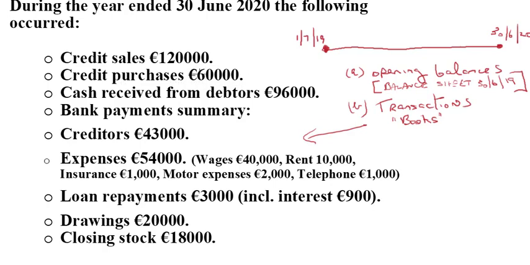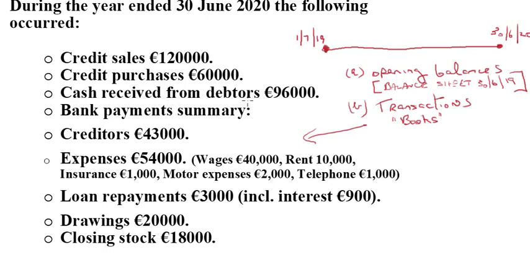The same thing with the credit purchases. Anne's business purchased goods, stock, during the year, and received an invoice in respect of each purchase, and wrote the details of that invoice into a book which we call the purchases book. We add it up at the end of the year, and that's where we get the 60,000. So that's sales and purchases. The next type of transaction we have is cash received.